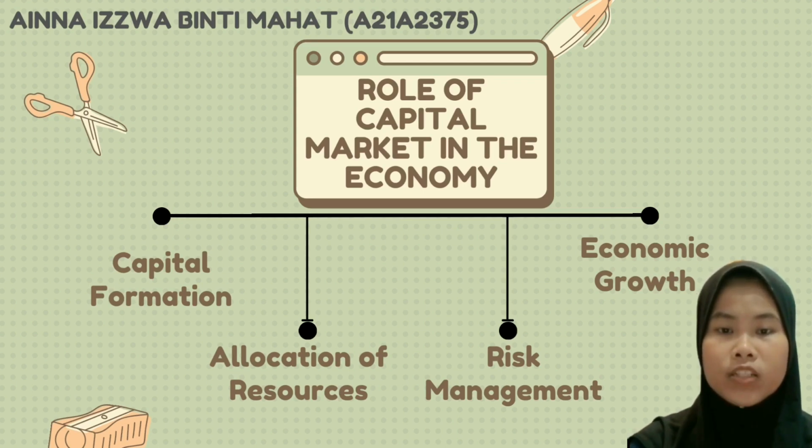The second one is allocation of resources, which means capital markets help allocate resources efficiently by directing capital to its most productive uses. Next is risk management, where capital markets help manage risk for investors and businesses by providing a means to diversify their portfolios. Investors can allocate their capital across a range of assets, which helps reduce their exposure to any one asset or market. The last one is economic growth, where capital markets promote economic growth by facilitating the flow of capital to its most productive uses.